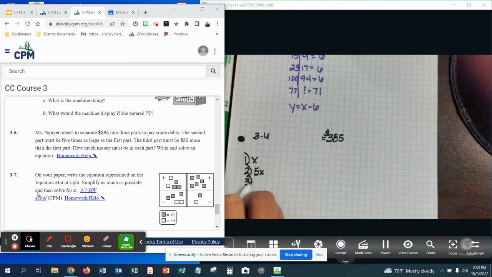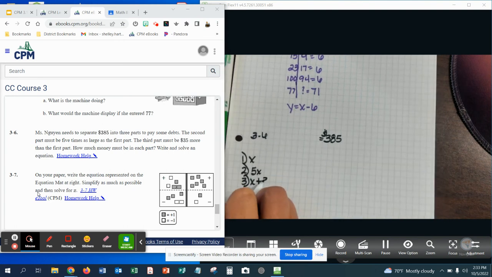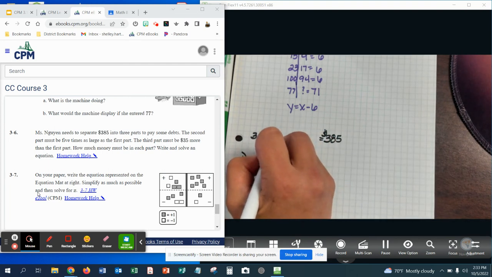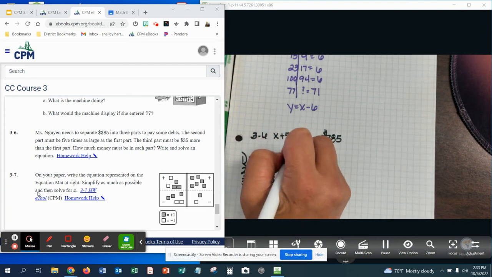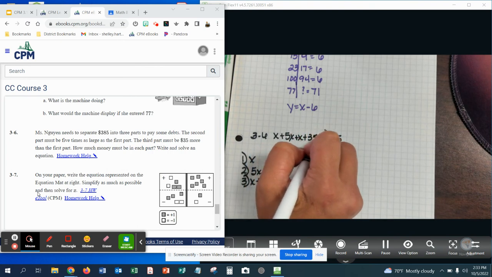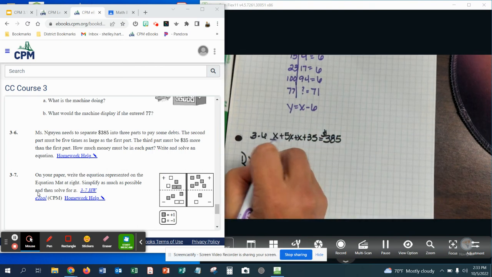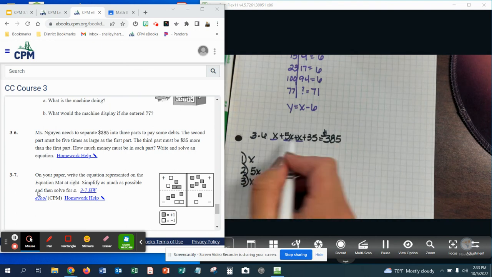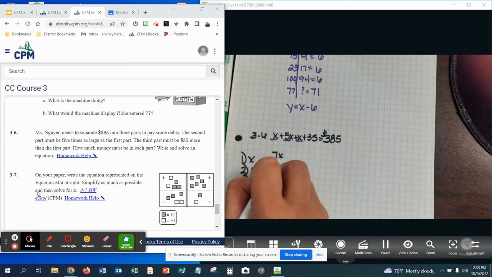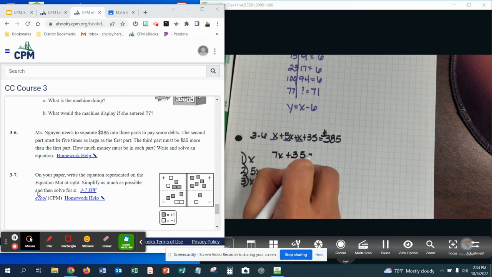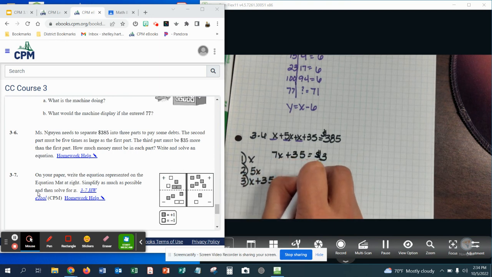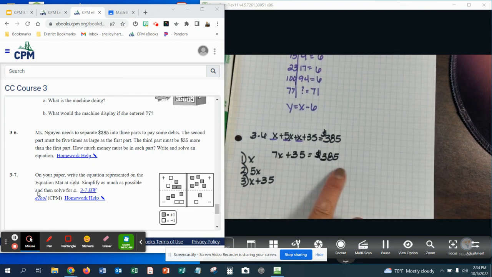And then the third one is X plus 35. So when we write this out, it's going to be X plus 5X plus X plus 35. We're going to add our like terms, and we're going to get 7X plus 35 equals 385. You're going to solve the equation and then plug in for X each one of these and you'll find the answers. All right, that has been your homework help.